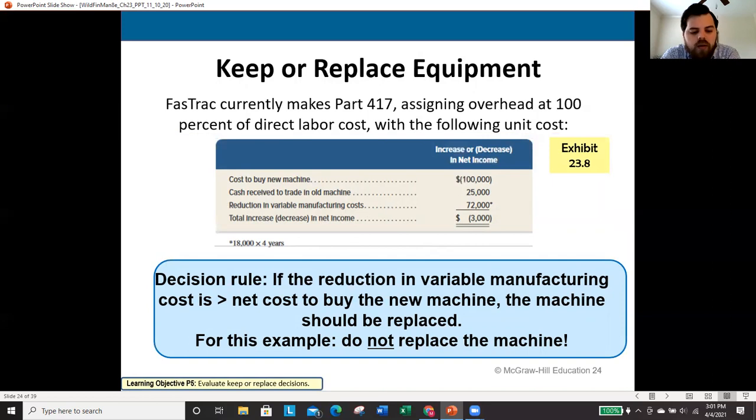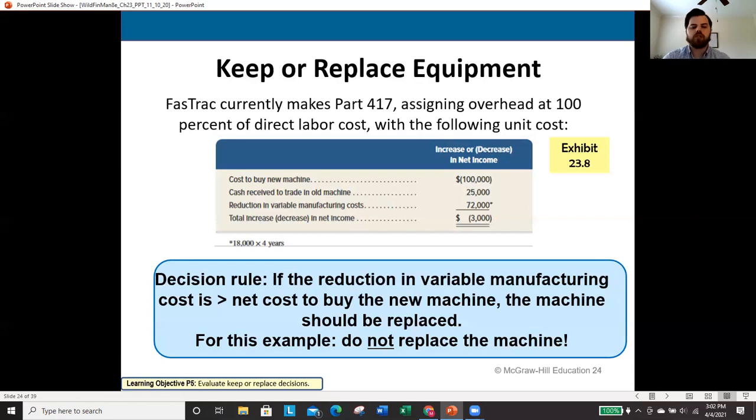each year I'll be able to save $18,000 in variable manufacturing costs because this new machine is more efficient. That tells me that my reduction in variable manufacturing costs in total is $72,000, plus my $25,000 in cash received means I'm getting $97,000 worth of value, but I'm giving up $100,000. That means that my income will actually decrease if I buy this new machine. So in this case, I would not want to replace the machine. Now, let me ask you, do you see any problems, flaws or oversimplifications in this calculation? Because I see one that just jumps right off the page at me. What do we see here?